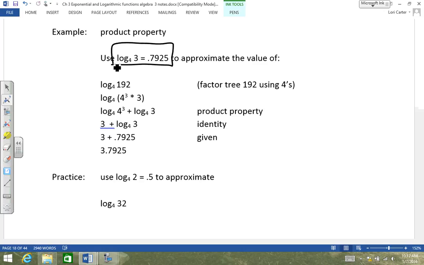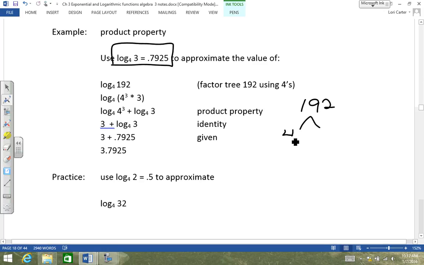So like before when we factor treed, we always went to prime numbers, right? We would have started with the 2 and went on. Am I going to do that here? No. What number are you going to start with? What's the bigger of the 4 and the 3? 4. You usually take out the larger ones first to make your life easier. So we're going to start with 4.